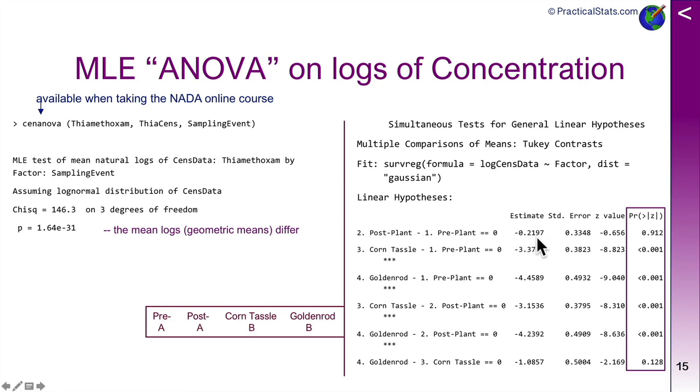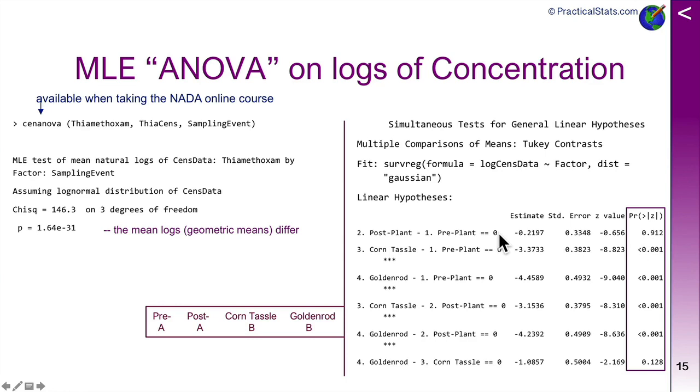Post-plant is smaller than pre-plant, so that's going to be negative. Is that different than 0 is what the procedure is estimating. The p-value is 0.9, which is much larger than 0.05, so it's saying that there's no evidence for difference in these two means, that this difference is just noise.